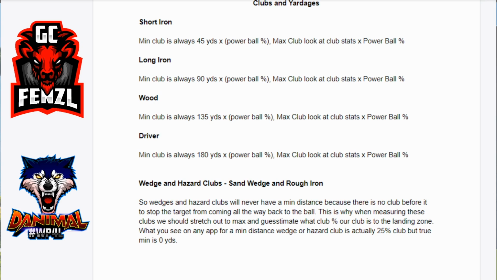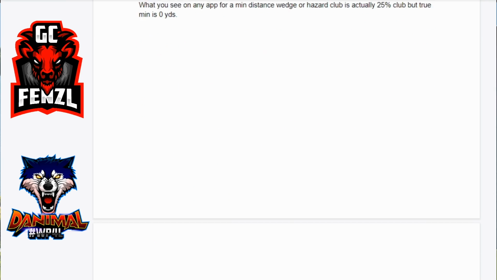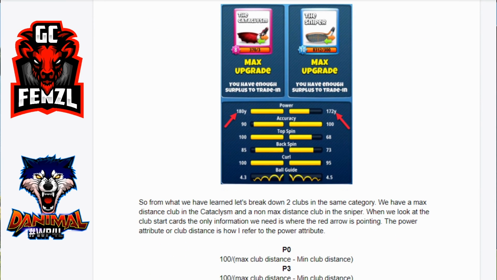And your min value on your app is actually a 25% club. It is not a true min. So always measure out when you're doing hazard clubs, in my opinion. I just wanted to throw that in there to give knowledge on how we measure those. And we'll show you that in videos. And then you come down here, and it's the last part. We're going to break it down, a cat and a sniper, and I'll show you exactly how I go through and get my calculations.